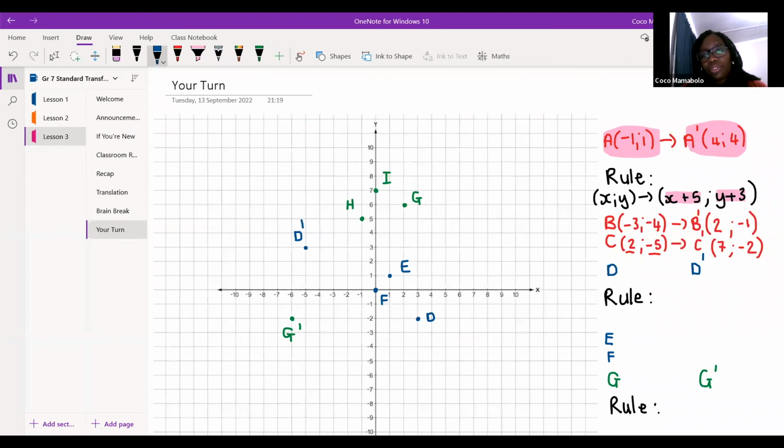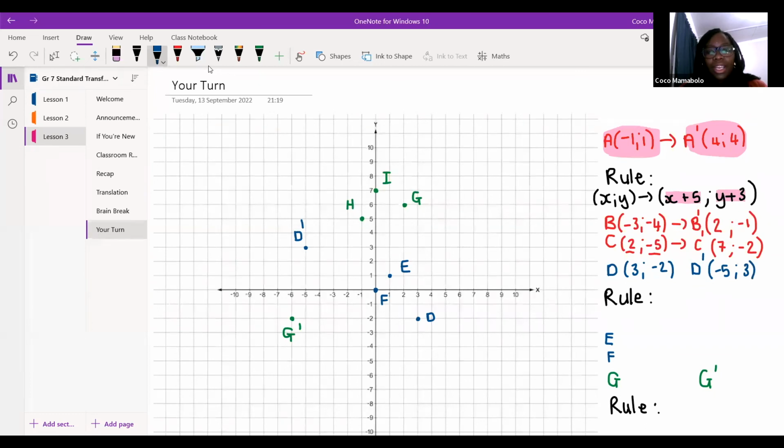Good. My coordinate for D is 3 and negative 2. Okay. Guys, here's D prime over here. Give me the coordinates for D prime, please. What is the coordinates for D prime, guys? Saneliso says negative 5 and 3. I agree. Anybody else? Coordinates for D prime? Okay, negative 5 and 3.